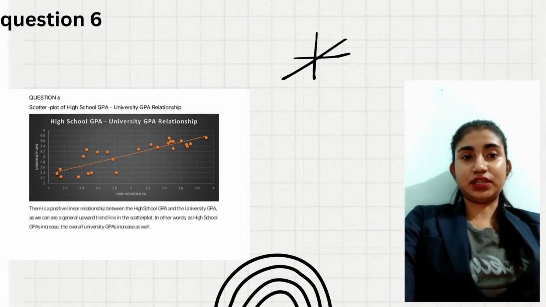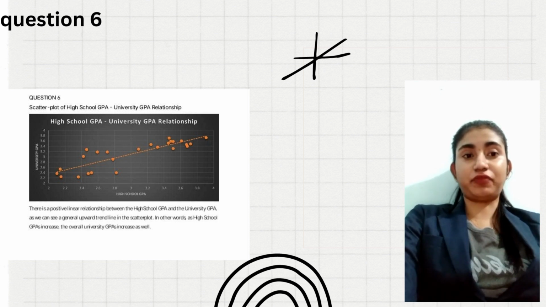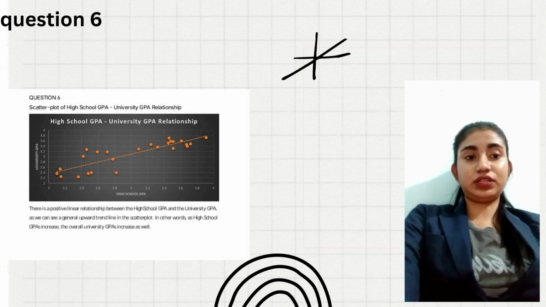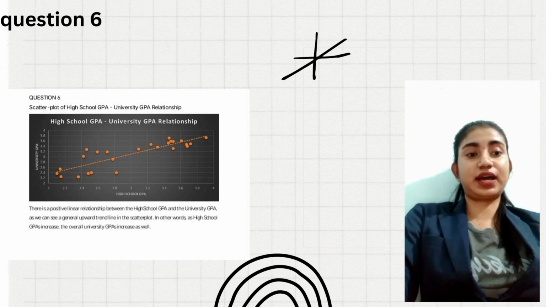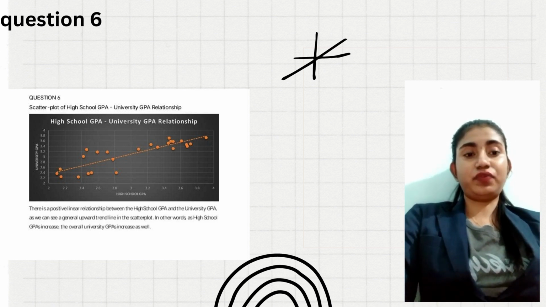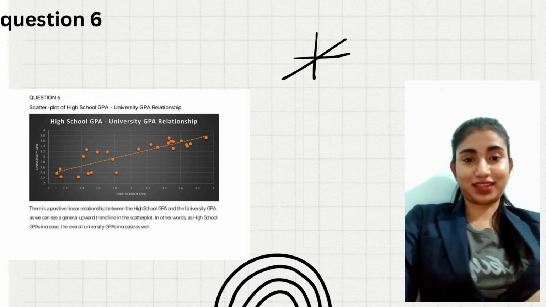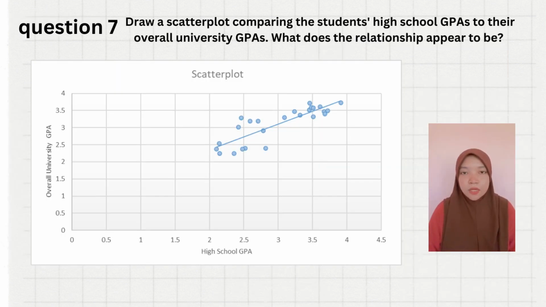For question number 6, scatter plot of high school GPA and university GPA relationship. There is a positive linear relationship between the high school GPA and the university GPA, as we can see a general upward trend line in the scatter plot. In other words, as high school GPA increases, the overall university GPA increases as well. This is how to draw a scatter plot comparing the students' high school GPA to their overall university GPA, and also the relationship.